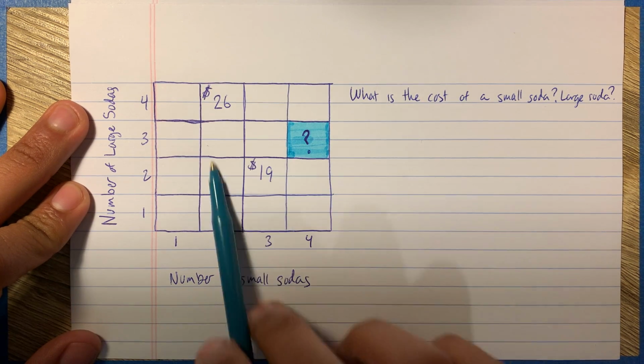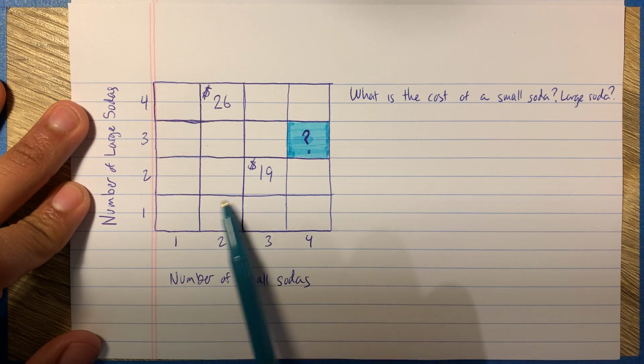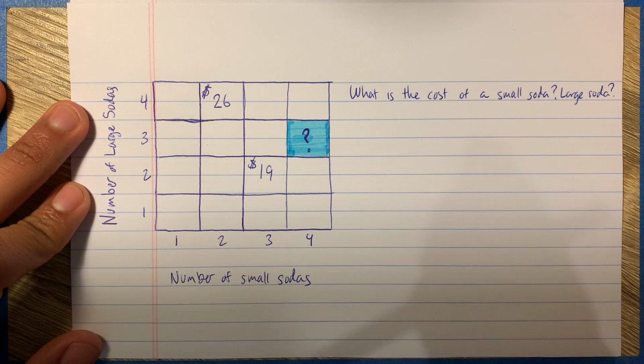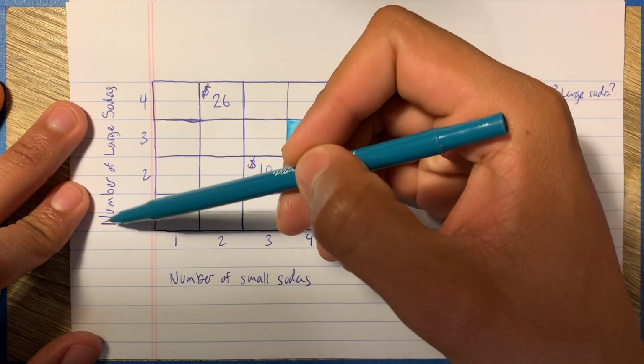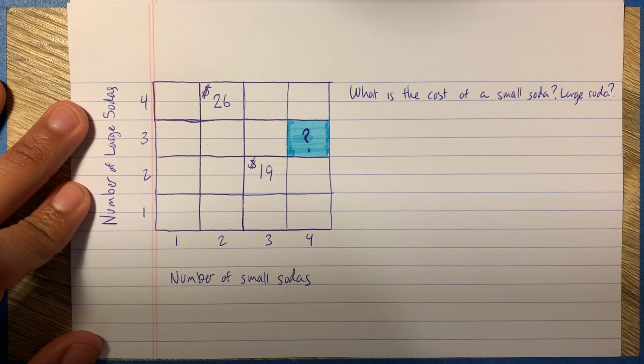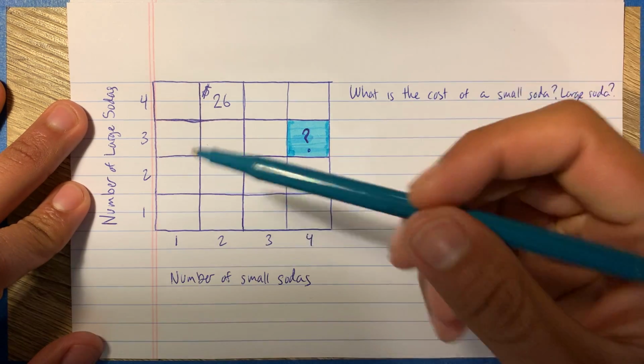Looking at this chart, it's not a traditional chart where we plot points. Rather, this chart tells us the cost of different combinations of small sodas and large sodas. Over here, I have the number of large sodas. Let's say I'm going to a movie theater and buying some large sodas, and some small sodas, and I want to know how much I'll pay for a different number of combinations of those.